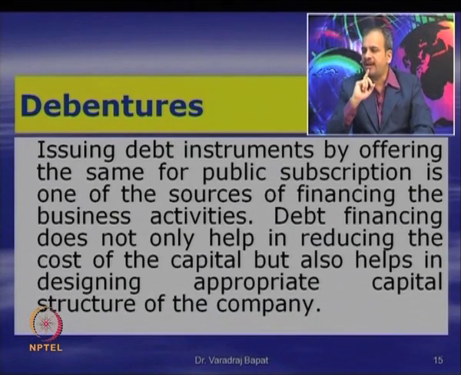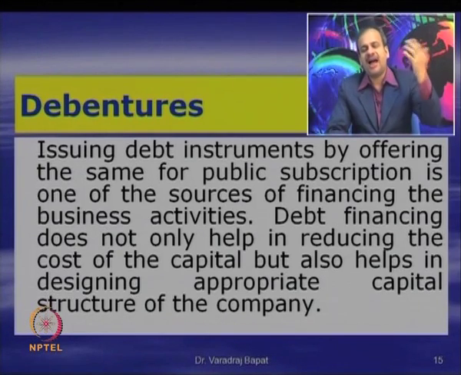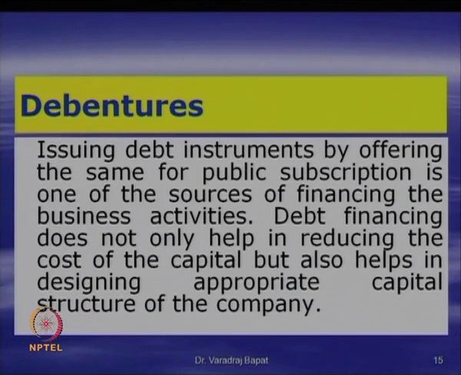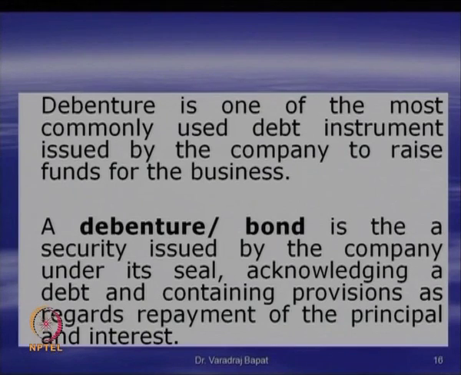Issuing a debt instrument by offering it to the public is one of the important sources of finance. It helps reduce the cost of capital, because usually shareholders have high expectations of returns, whereas in the case of debentures, a fixed rate of interest, say 12%, 13%, 14%, will be paid. Now, let us understand the entries for recording the debenture. A debenture and a bond are one and the same thing. It is issued by the company under the common seal, acknowledging the debt and containing the provision as regards the repayment of principal and also the payment of interest.